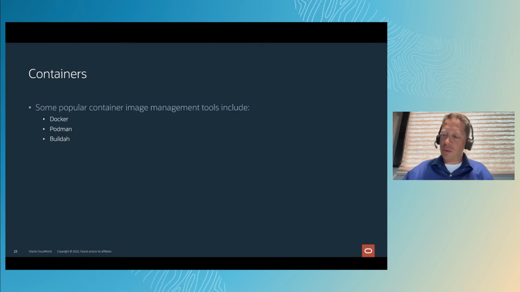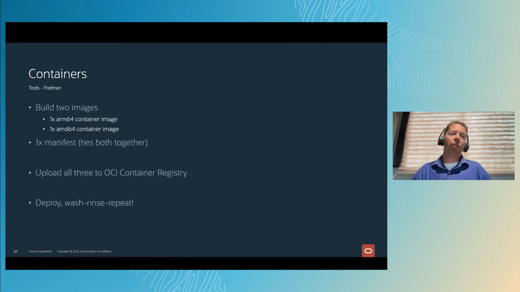So the first one is when we start looking at Podman. You can see here that Podman allows us to build two images. So we're going to build an ARM64 image and then an AMD64 image. Then we'll build a manifest that will tie those two together. And then we'll upload all three of those to the OCI container registry. So both the ARM64 image, the AMD64 image, and the manifest all get built and then pushed up to the container registry. And you deploy, wash, rinse, repeat, as needed when you're generating those.